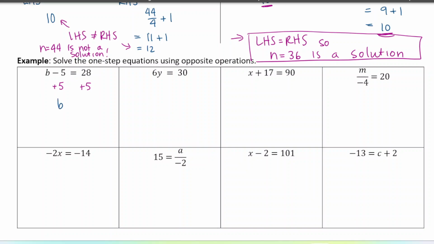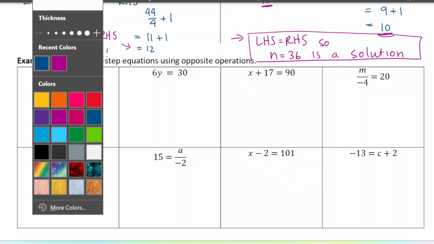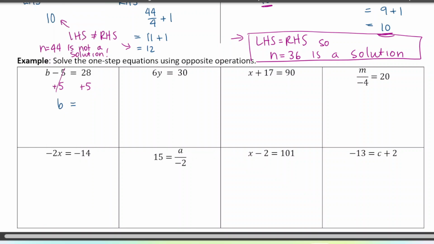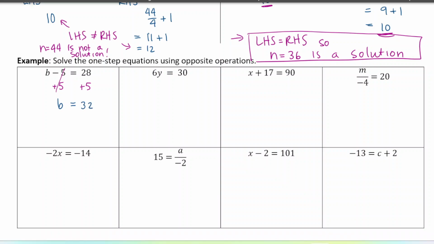So we're going to end up with b equals, because the 5's end up canceling here, negative 5 plus 5 is 0, it's gone. And on the right-hand side, we'll have 32. And that's my answer. B equals 32. We found the missing value. That's what it means to solve. So solve means find the value of the variable.